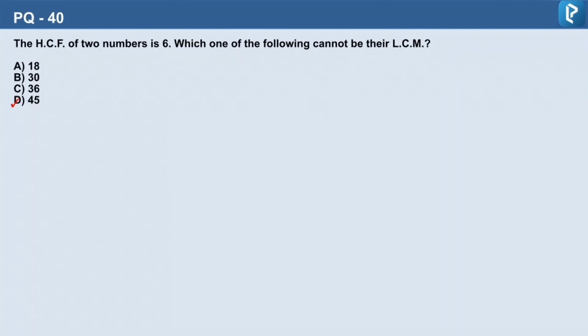So these are the problems based on the concept of LCM and HCF. We will solve some more problems on the concept of LCM and HCF in the next session. Thank you.